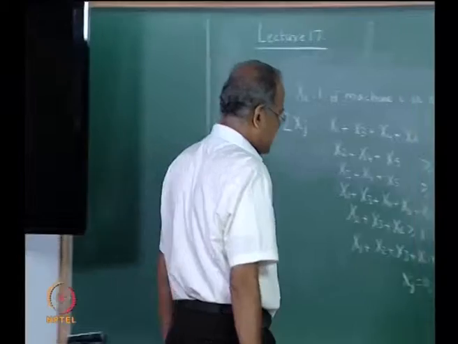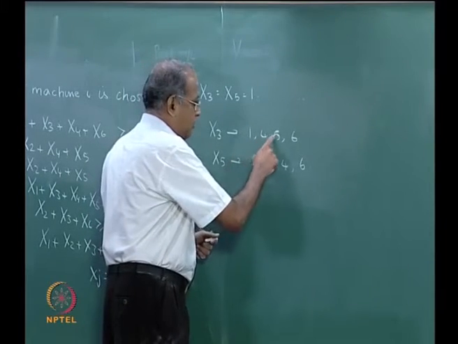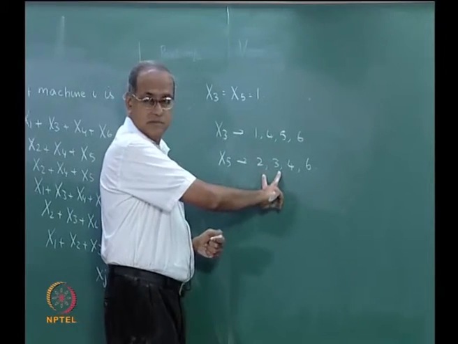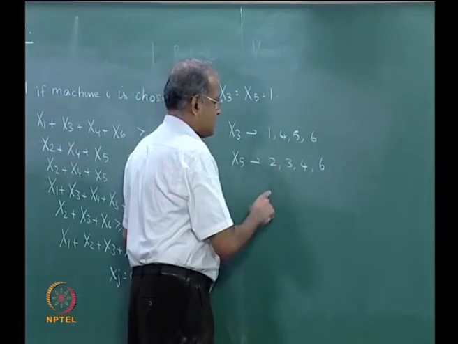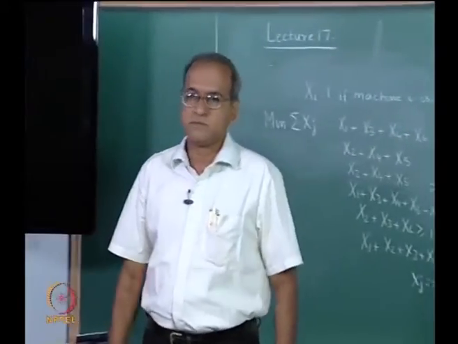So, now it is up to us to choose. This will do 1, 4, 5, 6, this can do 2, 3, this can do 1, 5, 6, this can do 2, 3, 4. We can choose anything from this solution.